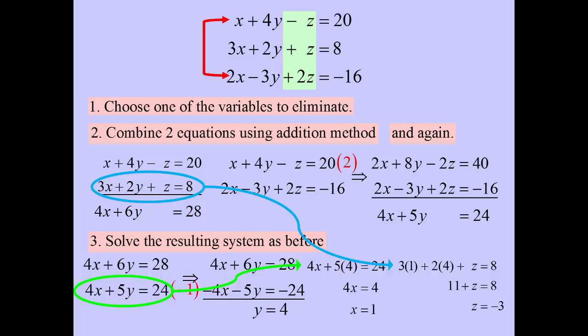Now, the proper way of answering this would be to put these 3 numbers in parentheses in the proper order. The proper order is the way they're listed in the problem. The x, then the y, then the z.